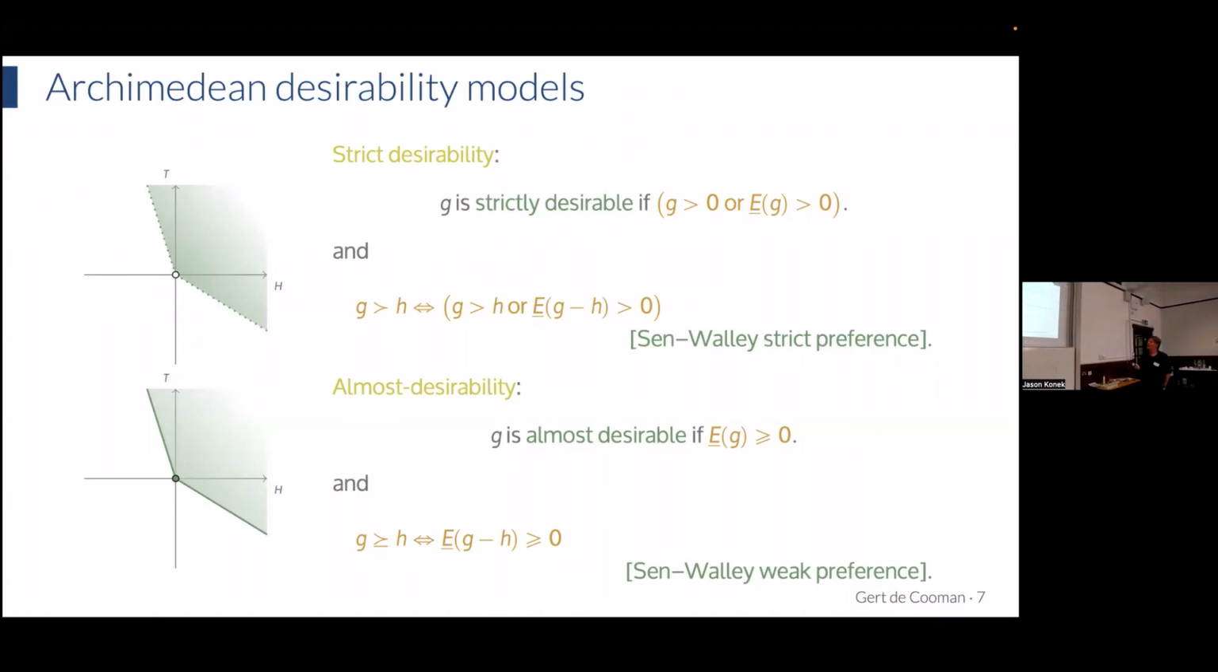And then I have something that is called almost desirability. Almost desirability means that the lower expectation is greater than or equal to 0, and in that case, the border is included and 0 is also in there. It's not real desirability in the sense that 0 is also in there. It's a weaker form of desirability. It's therefore called almost desirable.